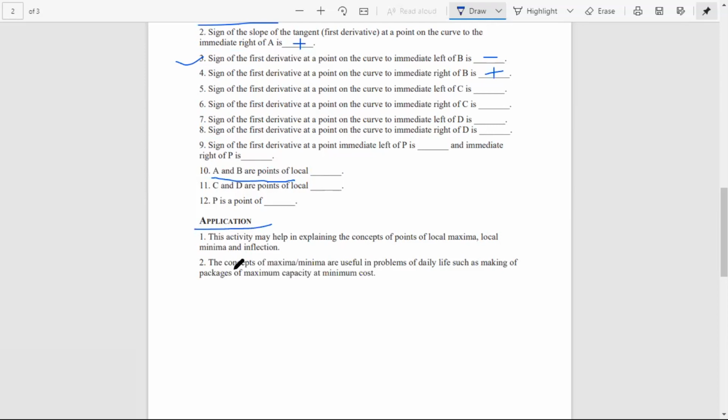This is helpful in factories and all. That is, at minimum cost, what will be the maximum capacity of the box we make in factories and all. So this is the application of derivatives. I hope everyone understood this activity, right?